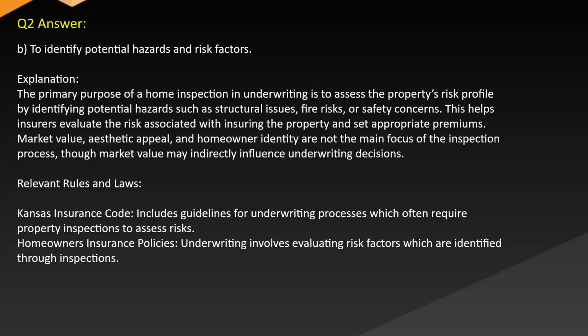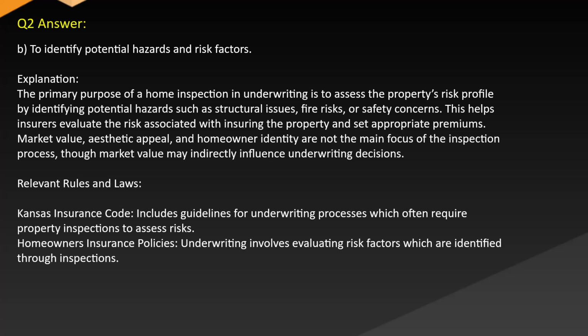Answer B. To identify potential hazards and risk factors. Explanation. The primary purpose of a home inspection in underwriting is to assess the property's risk profile by identifying potential hazards such as structural issues, fire risks, or safety concerns. This helps insurers evaluate the risk associated with insuring the property and set appropriate premiums. Market value, aesthetic appeal, and homeowner identity are not the main focus of the inspection process. The market value may indirectly influence underwriting decisions.